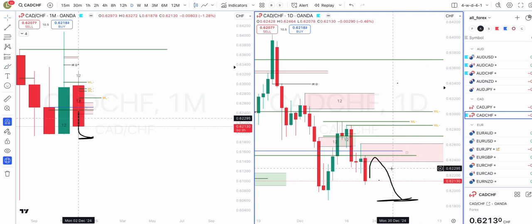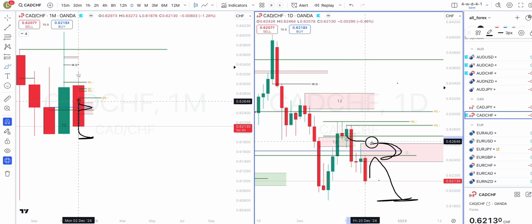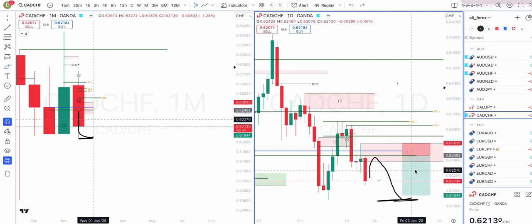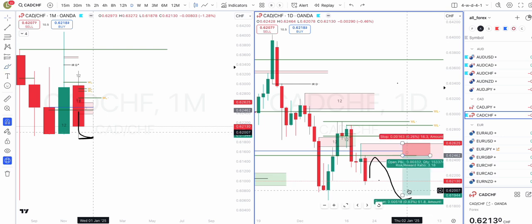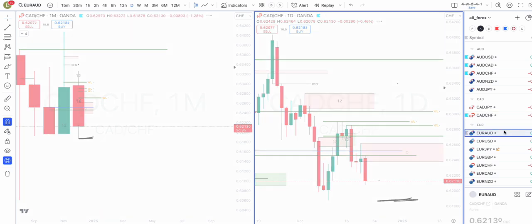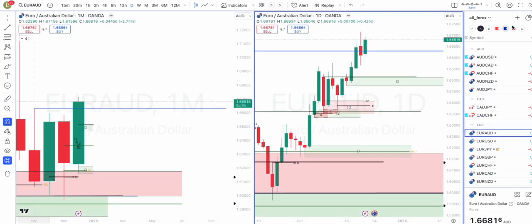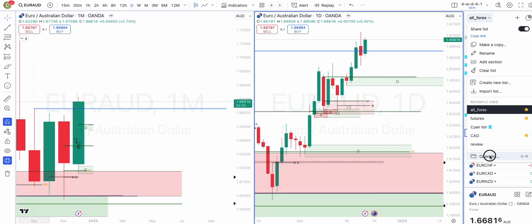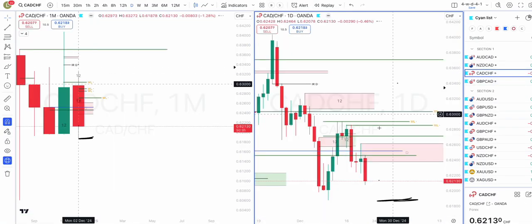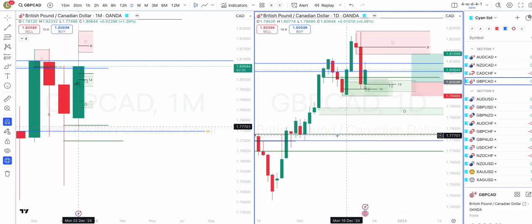The reason is that this kind of action is not just on CADCHF, it's on many, many other names, right? And we'll go through some names which I think are beautiful. So CADCHF was that. I think this is a great chart. Let's go to GBPCAD, right?